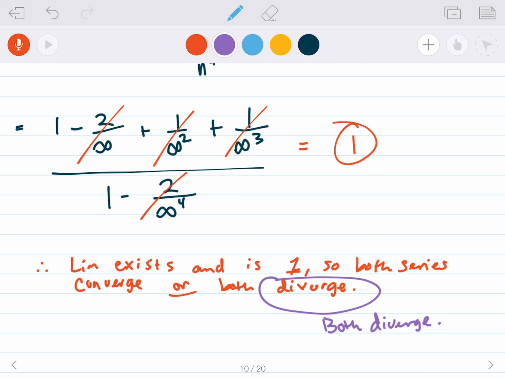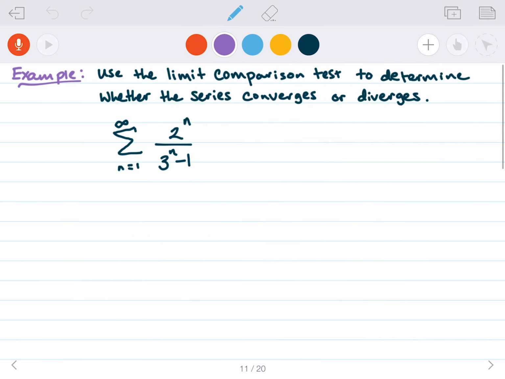Okay. All right, let's do a limit comparison test here. So we're going to compare to the highest power on top and bottom. And here our variable is n, that's fine. So let's compare to this series.